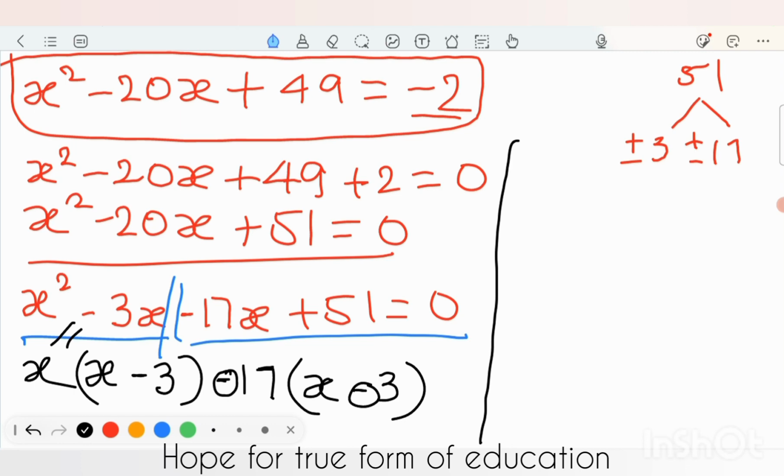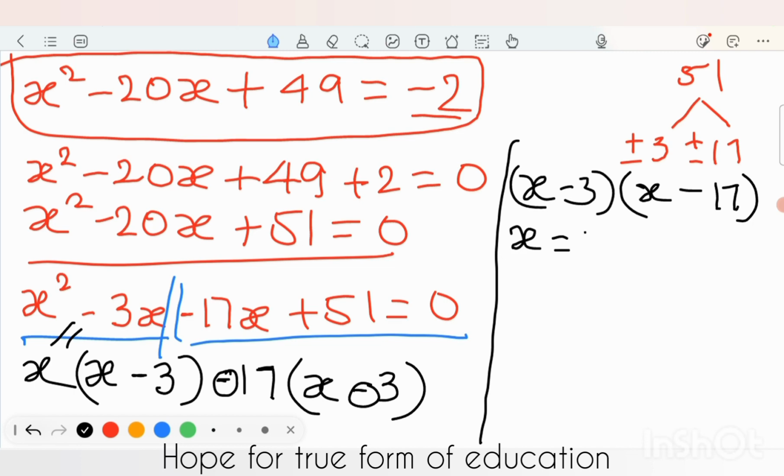90% of it is done. So x minus 3, the next step is x minus 3 into x minus 17, so x is equal to 3, x is equal to 17. Got it? So this is also another type of equation.